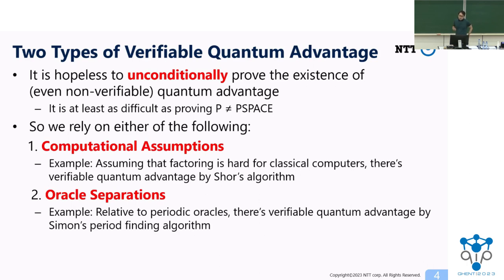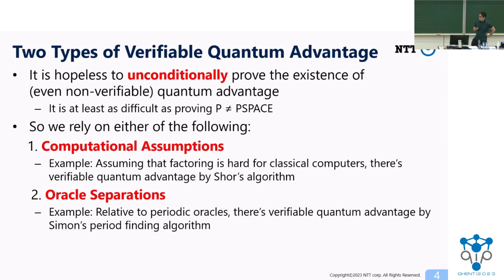So usually for proving some result about quantum advantage, we rely on either of the following approaches. First is to rely on some computational assumptions. For example, for Shor's algorithm, we already know that we have a quantum polynomial time algorithm for factoring. And for getting the quantum advantage, we have to assume that factoring is very hard for classical computers.